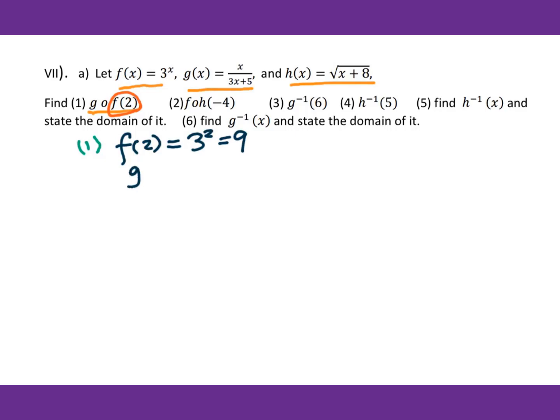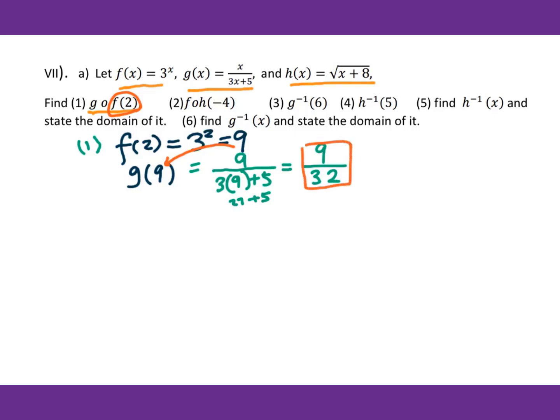Then we plug into the g function, g of 9 equals, go to the g function, every single x turning into 9. So 9 over 3 times 9 plus 5. You will get 9 over 27 plus 5. That's 9 over 32. This is for 1. Now let's go to 2.